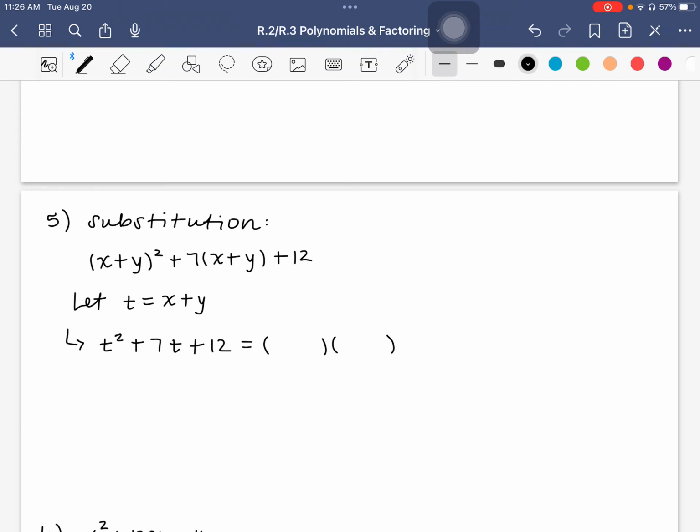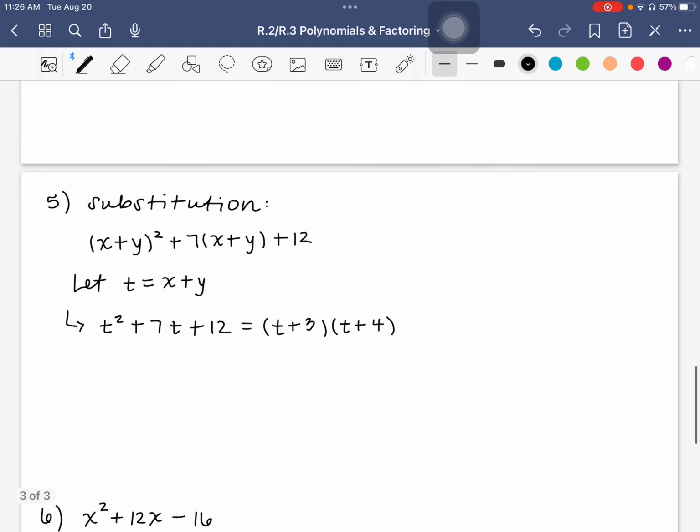So we have t squared, so we know we're going to have a t here and a t here, and both of these terms are positive, so we already know that we're just going to have positives there. And we want to find two numbers that multiply to 12 and add to 7, and that is 3 and 4.